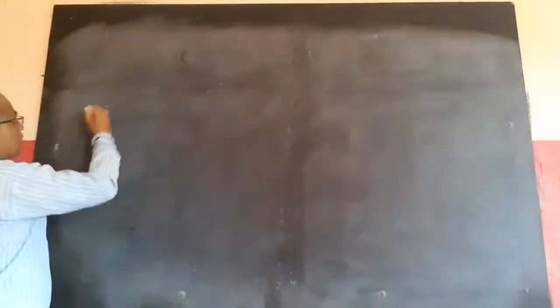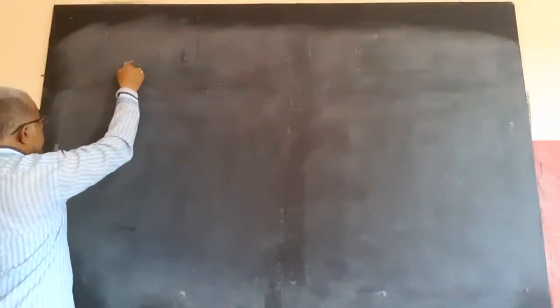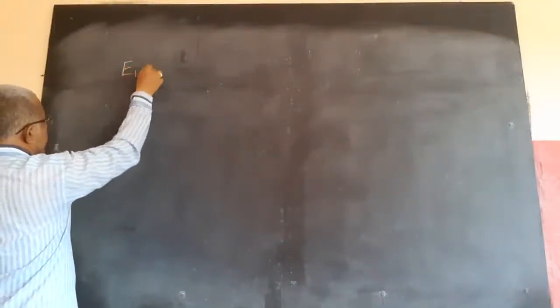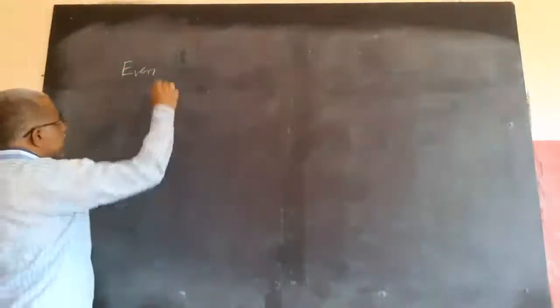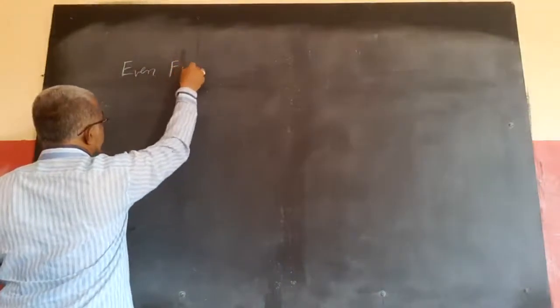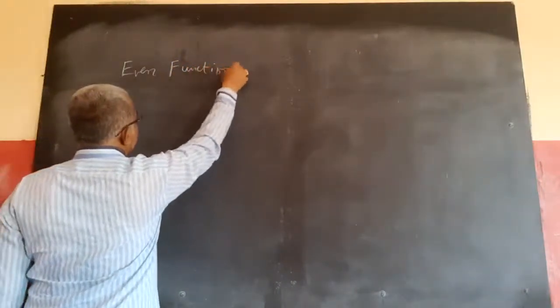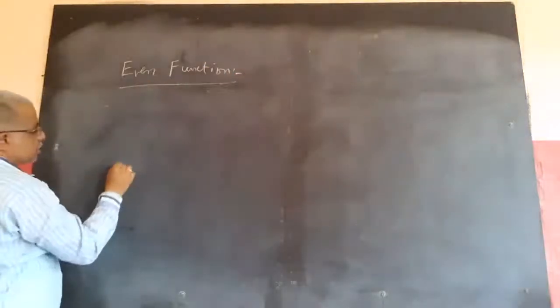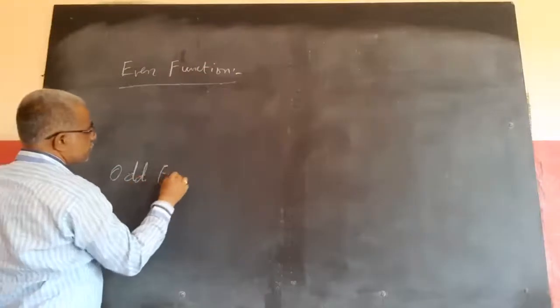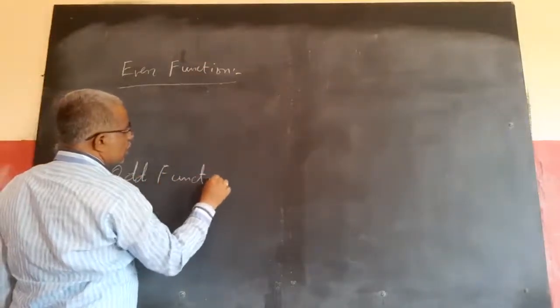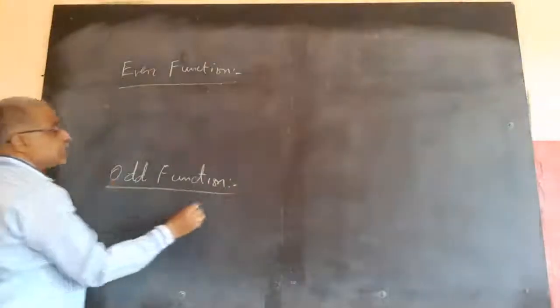Now we will discuss types of functions. There are different types of functions. Number one, even function and odd function. What is an even function? What is an odd function? What is meant by an even function? What is meant by an odd function?